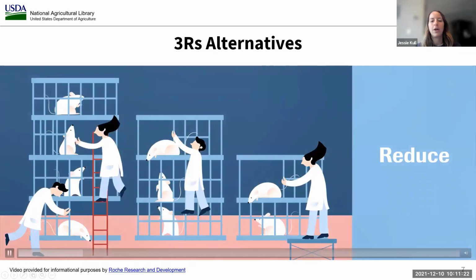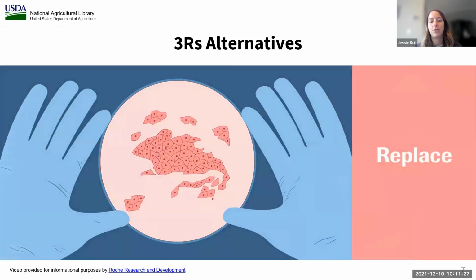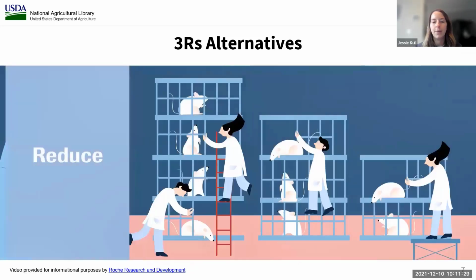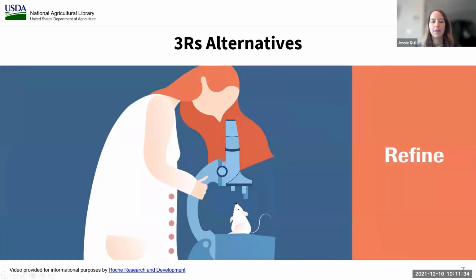And now that we've gone over some of the history, we're actually going to transition over to the 3 R's, and we'll talk about how they came to be, how they were defined, and I'll give you some examples and why we should care about them.